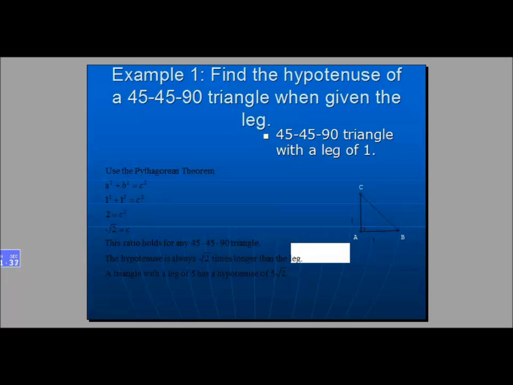This ratio holds for any 45, 45, 90 triangle. The hypotenuse is always the square root of 2 times longer than the leg. A triangle with a leg of 5 has a hypotenuse of 5 square root of 2.